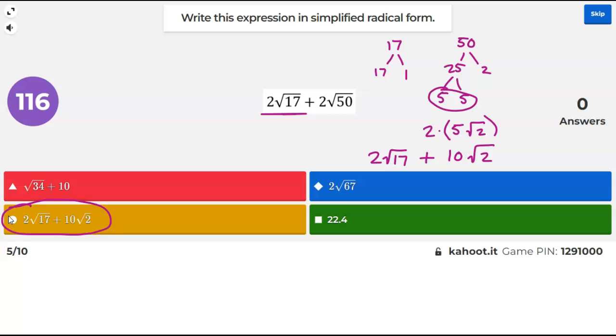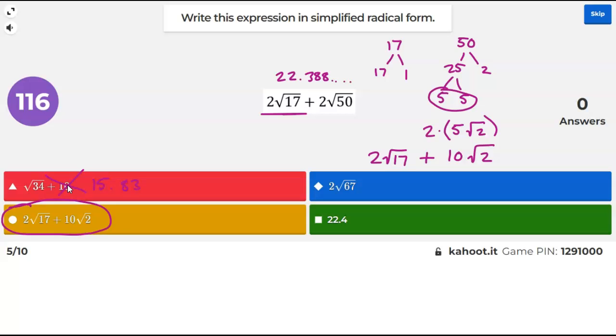Now, if you're not sure on these, if these ones are a little bit confusing, remember that a good way to check your answer is to put it in your calculator and calculate a decimal. You can calculate a decimal for each one of these answers and see which one matches. So if I do 2 root 17 plus 2 root 50 in my calculator, I get about 22.388 on and on. Now if I look at this first answer, root 34 plus 10, I get 15.83. That doesn't match 22, so it's not that one.